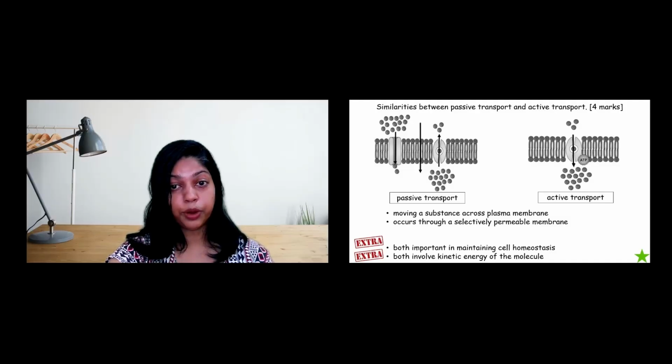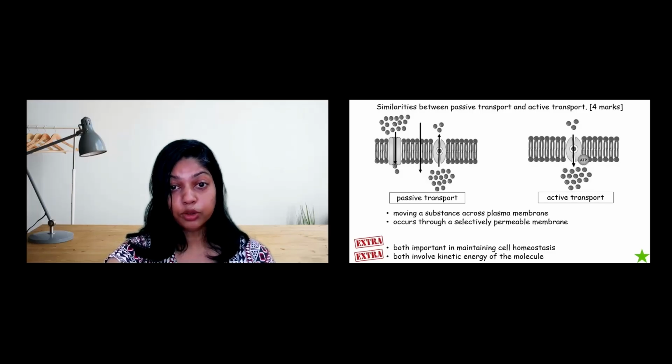Both passive transport and active transport involve the movement of substances across the plasma membrane. Both processes occur through a selectively permeable membrane. In addition, both passive transport and active transport control what enters and leaves the cell to maintain the cell's internal conditions at the same level so the cell can function normally.